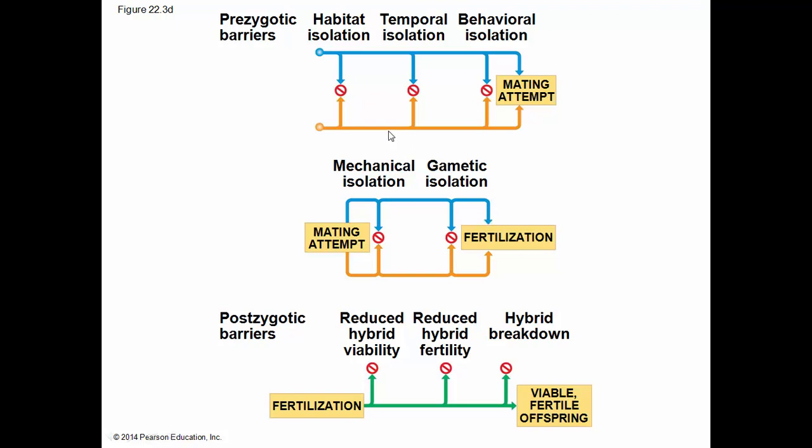Okay, here's the summary: habitat isolation, temporal isolation, and behavioral isolation all occur before the mating attempt. Mechanical isolation and gametic isolation occur between the mating attempt and fertilization. After fertilization, there's reduced hybrid viability, reduced hybrid fertility, and hybrid breakdown.